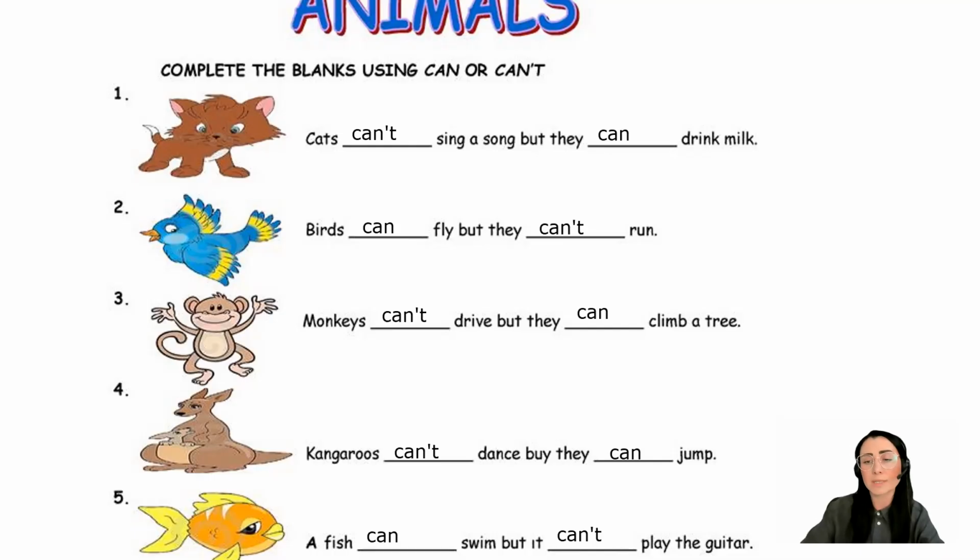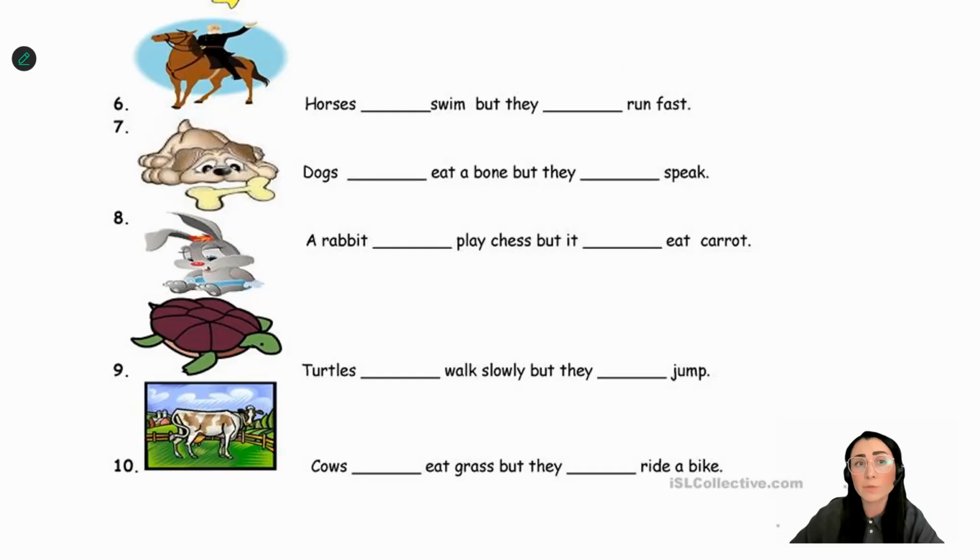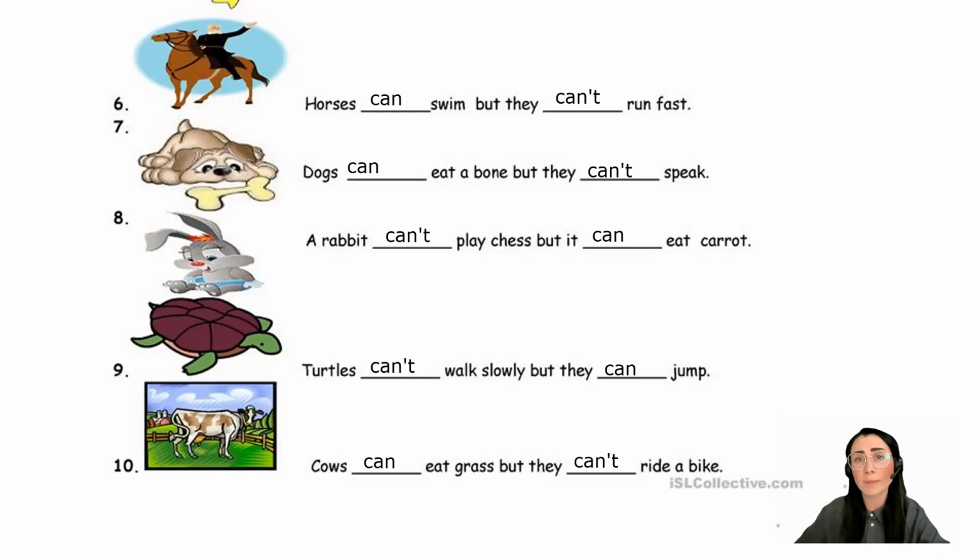Let's make a couple more sentences. Pause this video, do exercise in writing, then check your answers. Correct answers. Number 6. Horses can swim, but they can't run fast.